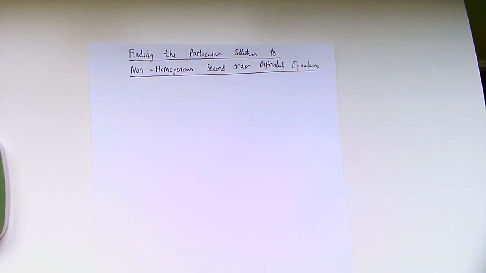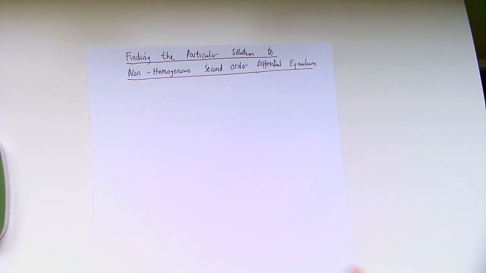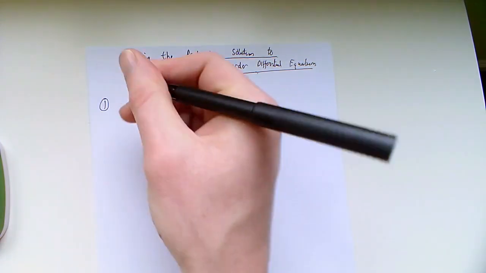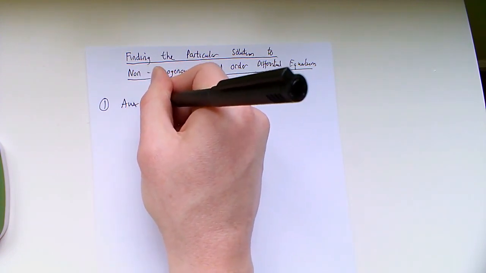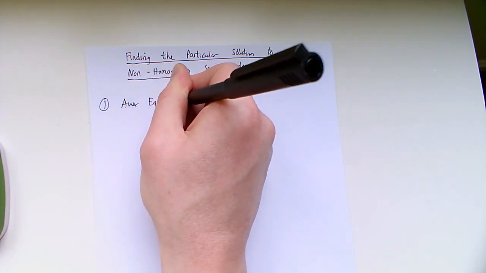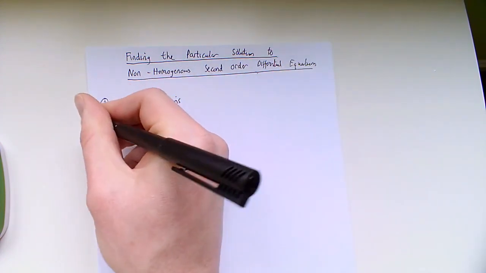The first lecture is going to be on finding the particular solution to non-homogenous second order differential equations. Okay, so the first thing we do is, step 1, we find our auxiliary equation, just like we did when finding the solutions to homogeneous differential equations.